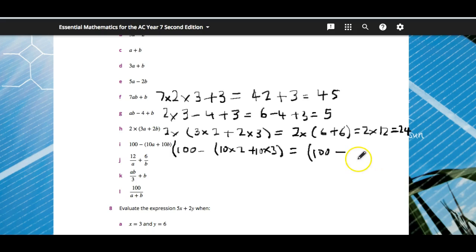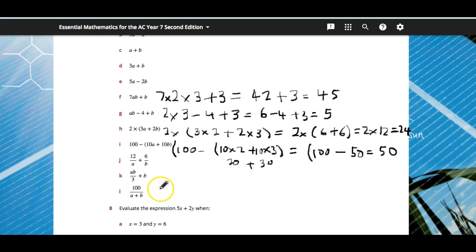Now, because I'm running out of room here, I'm just going to write the number underneath. So 10 times 2 is 20, and 10 times 3 is 30. So we're adding those two together. So 20 plus 30 is 50. And 100 minus 50 gives me 50.